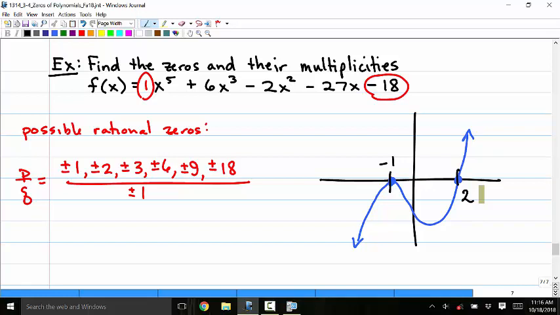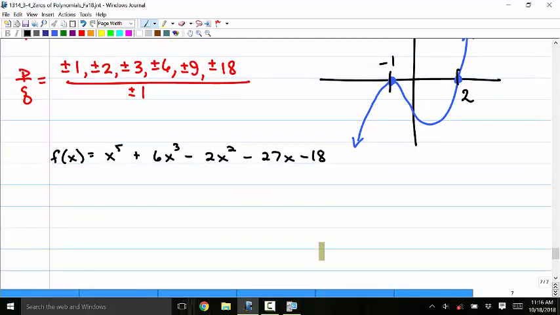Do you want to see Descartes' rule of signs applied here? You see another example of Descartes walked through? What is my f of x? It was x to the 5th, 6x cubed, minus 2x squared, minus 27x minus 18. How many sign changes do you see? 1. That's it, right? There was just one sign change.